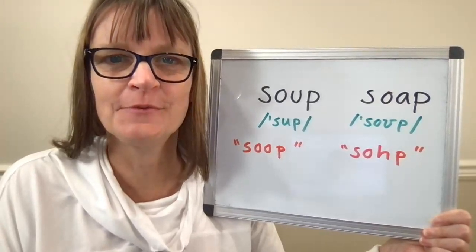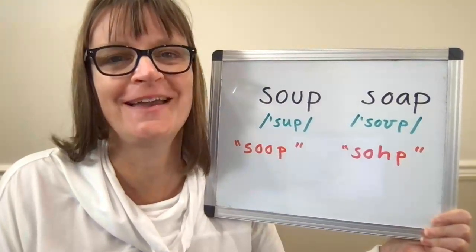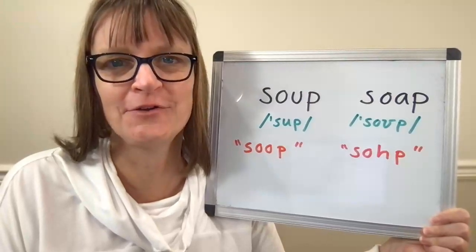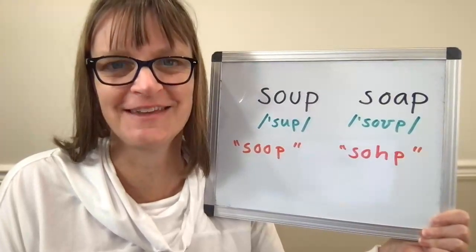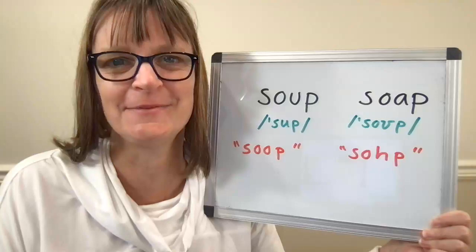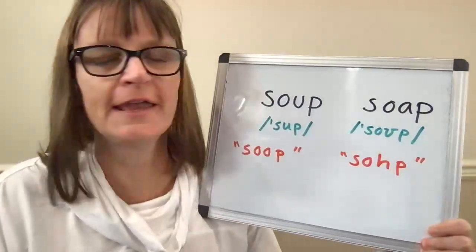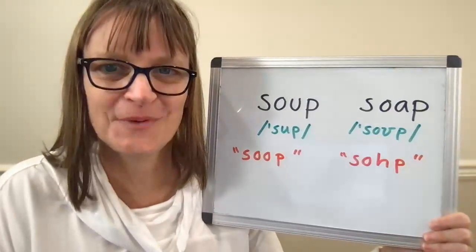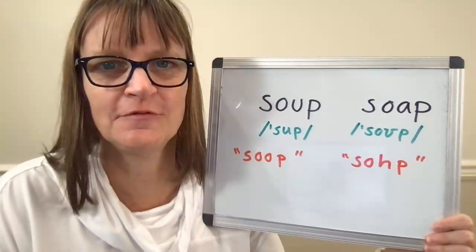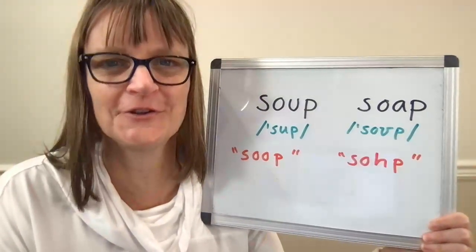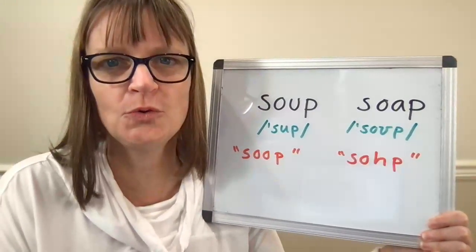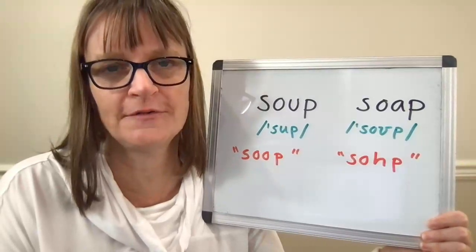In this video, we're going to look at the words soup and soap to help you pronounce them correctly and get these vowel differences in American English. So looking at these words, obviously this request came in because the viewer probably had some difficulty hearing the difference between the oo of soup and the o of soap.